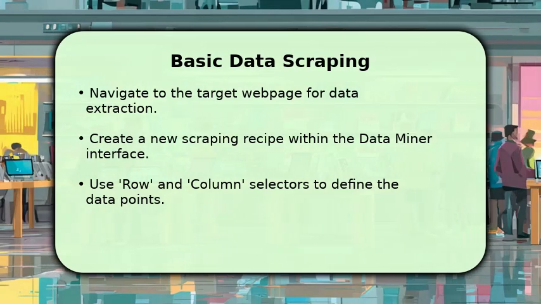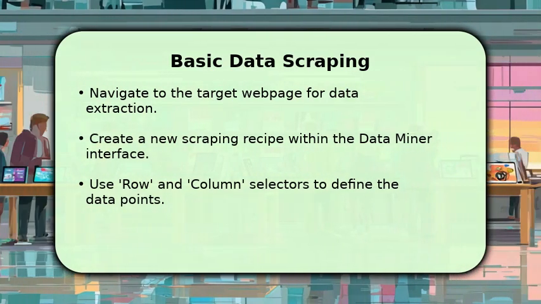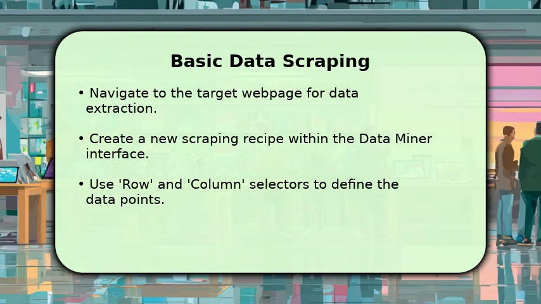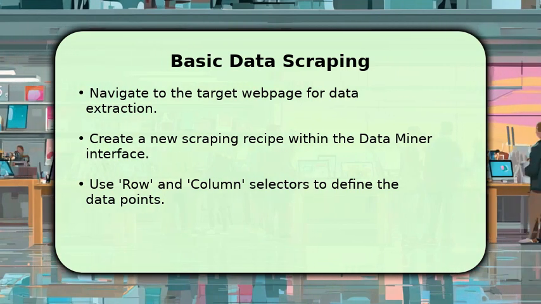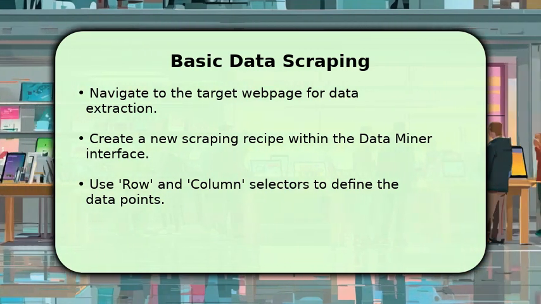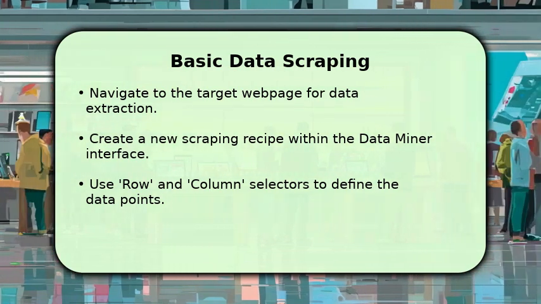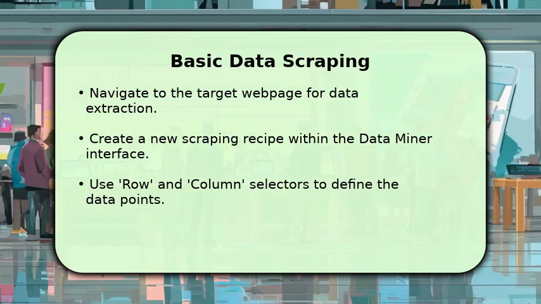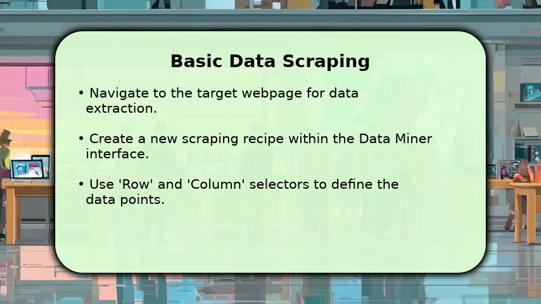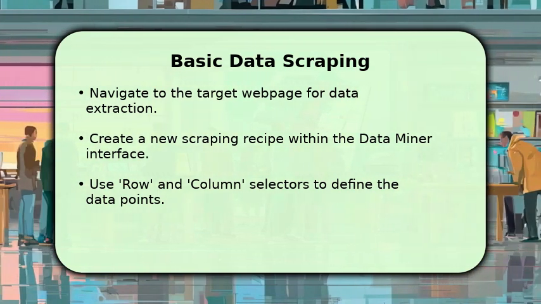To begin a basic scrape, navigate to the web page you wish to extract data from. Click the Data Miner icon and select Make a New Recipe. You'll then use the row and column selectors to highlight the data you need. For instance, you might select a table row, then individual cells within it. Data Miner will intelligently identify similar elements across the page, allowing you to capture dozens or even hundreds of data points with just a few clicks.